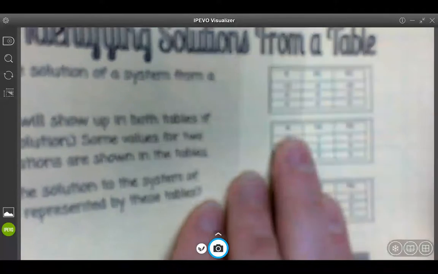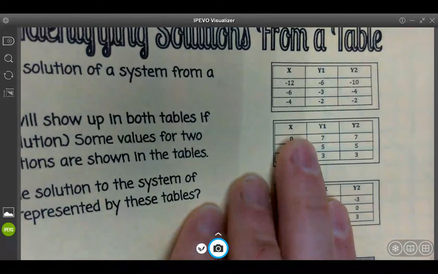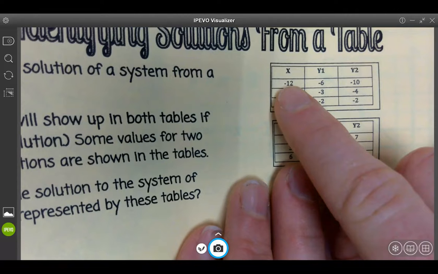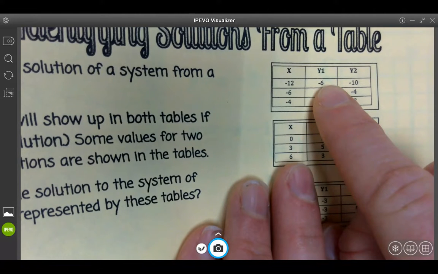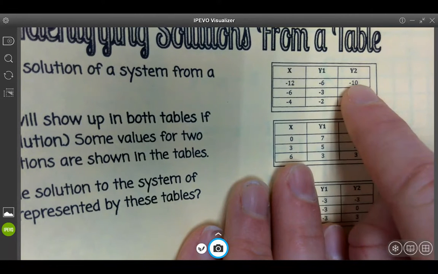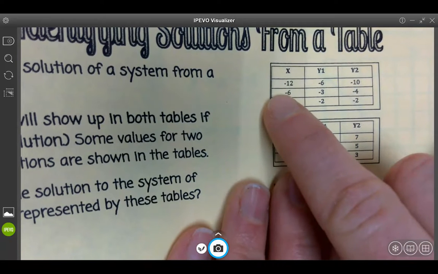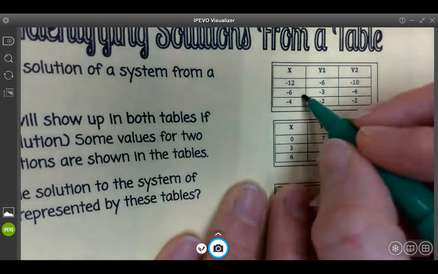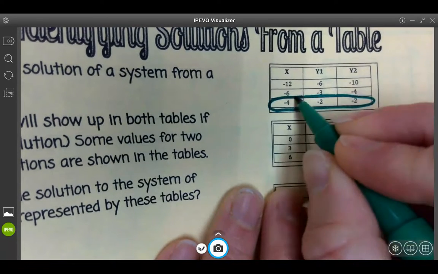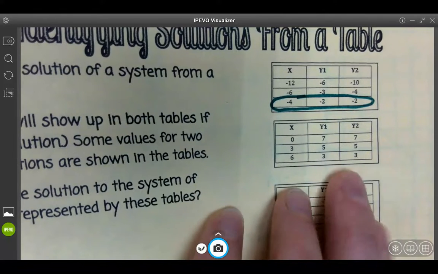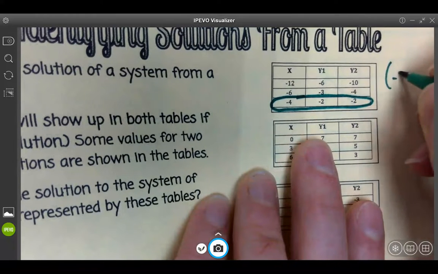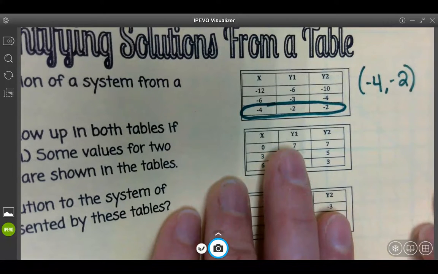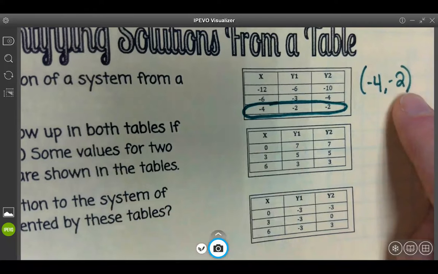So we're looking for where they are the same. See y1 and y2, those are your 2 different equations. So it's saying the x value is -12, the y1 value is -6, but the y2 is -10. Then we look at the next one. The y's are not the same. The next one, they are. So this is how it shows up on the table. So for this one, the solution is -4, -2. The x value is -4, the y value is -2.